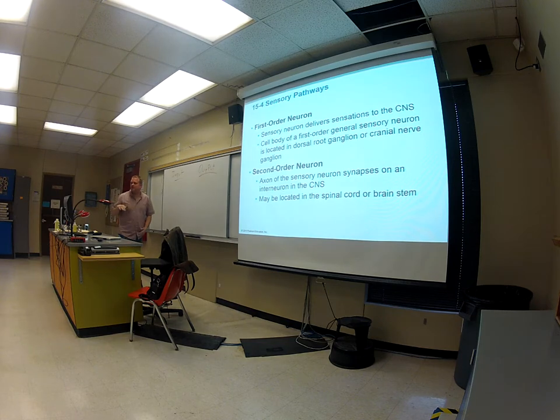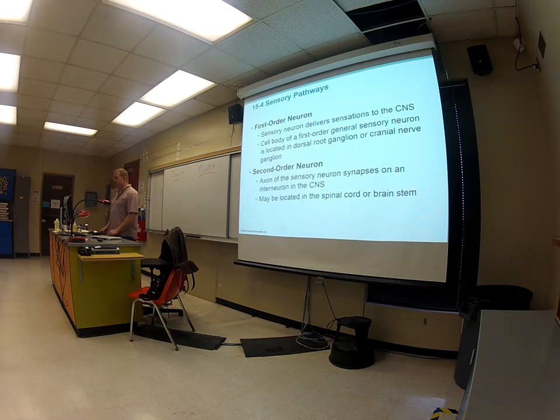So first order neurons, sensory neurons, deliver sensation to the CNS. Okay? Cell body of the first order general sensory neuron is located in the dorsal root ganglia. Wow. So we can put what right here? Dorsal root. We can put dorsal root right here because it is sensory input. Okay? And then we, boom, hit a cranial nerve. This says cranial nerve. Okay?